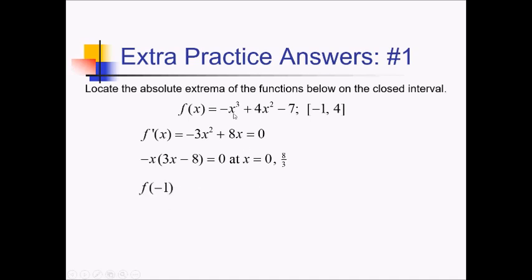Plugging that back in, we've got -1 cubed, which is -1, but we're negating that whole thing, so that's +1. And then this is going to be 4 times -1 squared, so plus 4, and then -7. So this is 5 minus 7, which is going to be -2. Next, we're testing out 0. That's the next one if we're just going in order. That one's a little bit easier. That zeroes out anything with an x, leaving us with just -7.